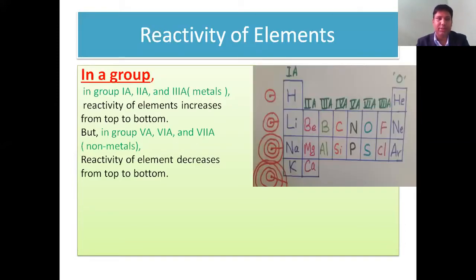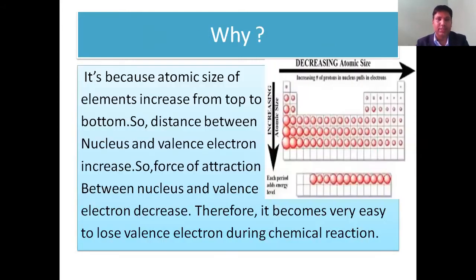Reactivity of elements. In groups 1A, 2A and 3A, which are also called metals, the reactivity of elements increases from top to bottom. But in groups 5A, 6A and 7A, the reactivity of elements decreases. Why? What may be the reason? In groups 1A, 2A and 3A, reactivity of elements increases from top to bottom.